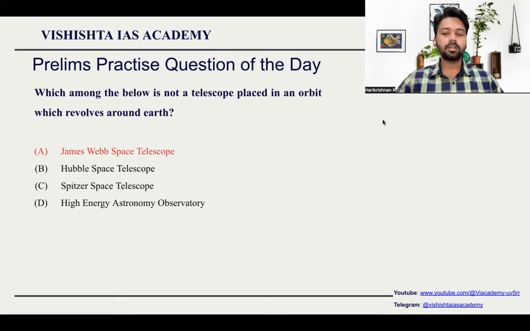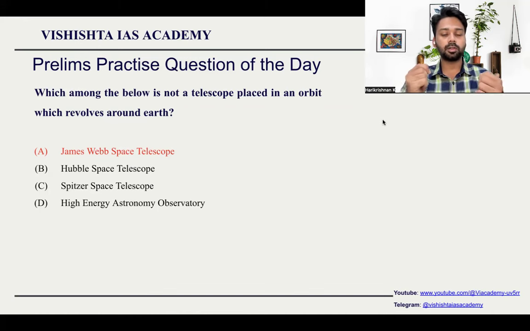The reason is, in recent times, if you have been observing the newspaper properly, you will understand that most of the developed nations, such as USA or the European Union, or even China, India, etc., have been talking about placing a telescope in space or on the surface of the moon. In such cases, we need to know the basics of orbital telescopes. Which among the below is not a telescope placed in an orbit which revolves around Earth?